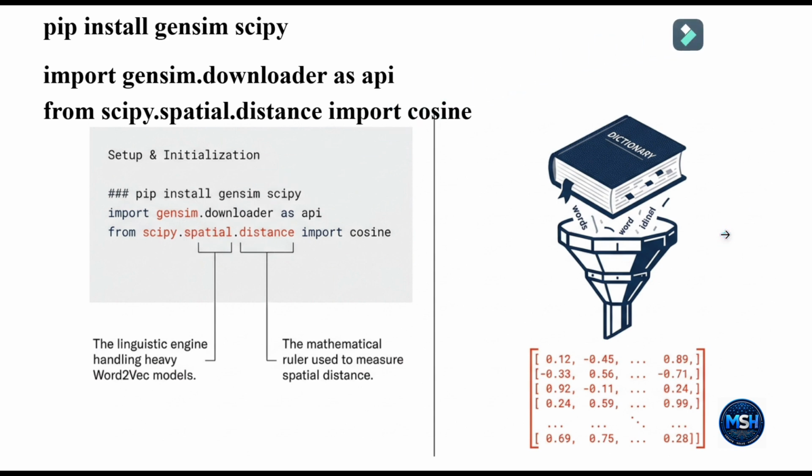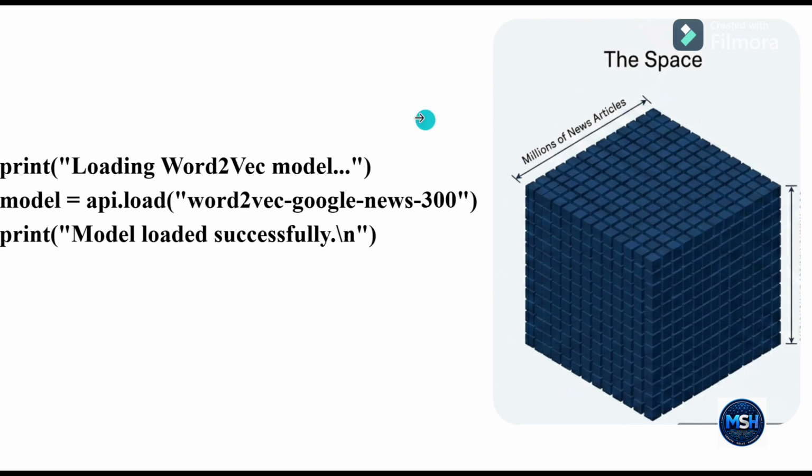Next, after installing the particular libraries, we import the libraries and then load the module. How do we load the module? We load a particular module called word2vec. What is meant by word2vec?